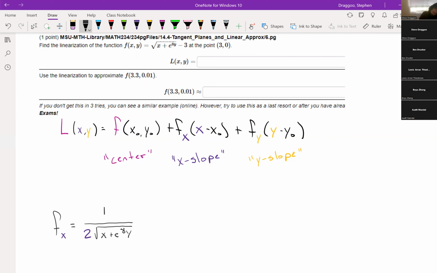I can then also evaluate that partial derivative. Let's go ahead and do that right now. So f partial x, I want to evaluate it at the point that I'm tangent to, so (3, 0). Which means this ends up looking kind of nice. I've got 1 over 2 times the square root of 3 plus 1, so I have e to the 0. 3 plus 1 is 4, square root of 4 is 2. 1 over 2 times 2 is 4. So 1 over 4 is my x partial.